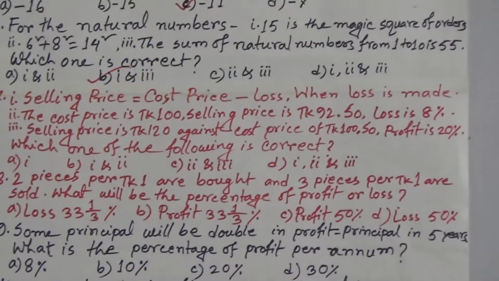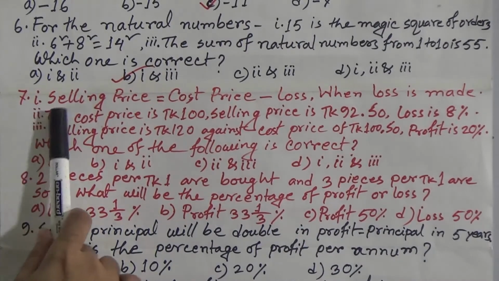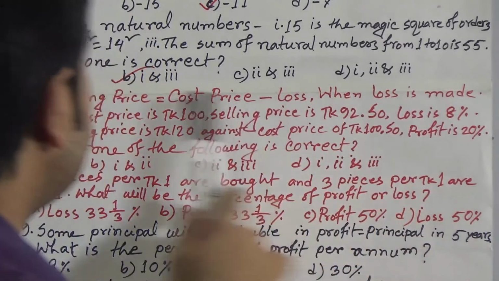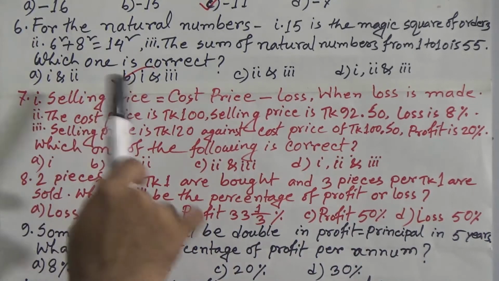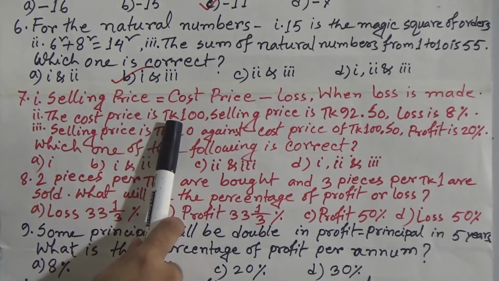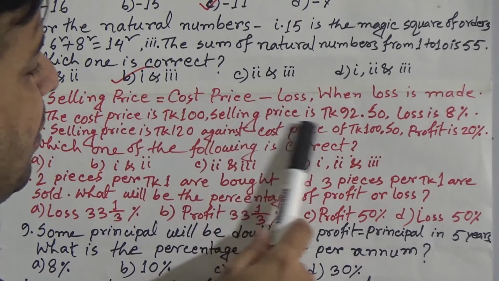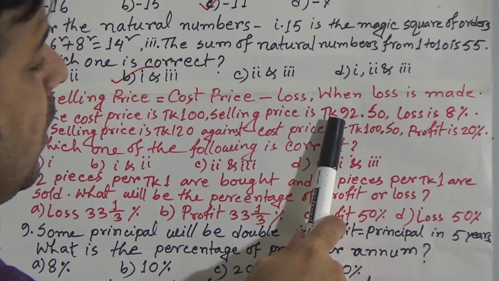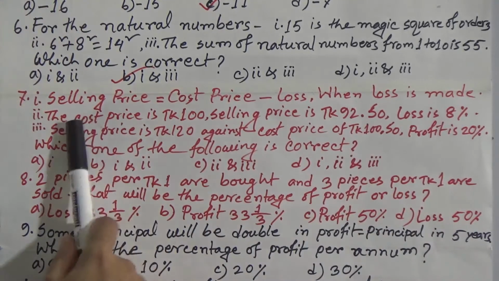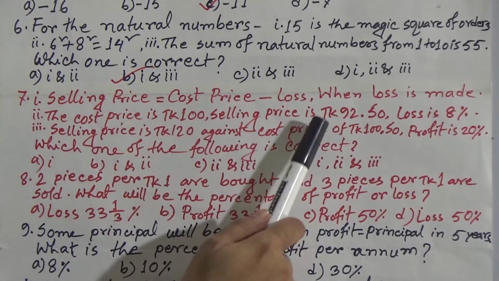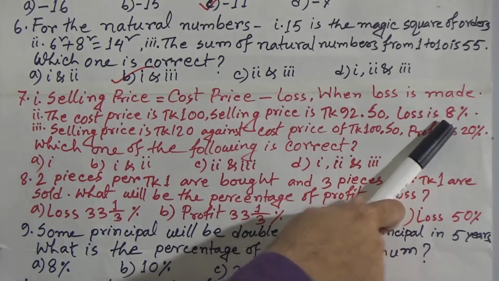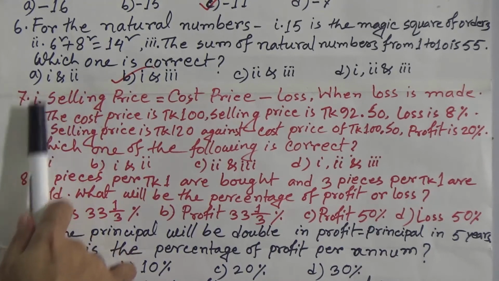So we can write answer is B. Now question C. First one, selling price equal to cost price minus loss when loss is made. Dear students, you know this is a formula and this formula is correct here. Okay, now 2. The cost price of taka 100, selling price is taka 92. So loss is 8%. Dear students, when the cost price will be 100 and selling price will be 92 taka, then loss must be 8 taka. So this is also true.